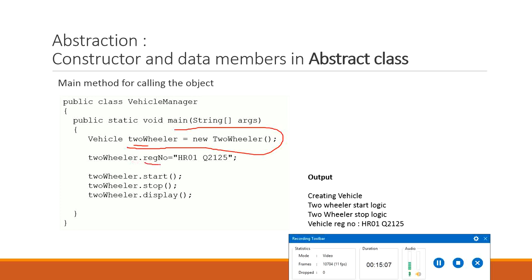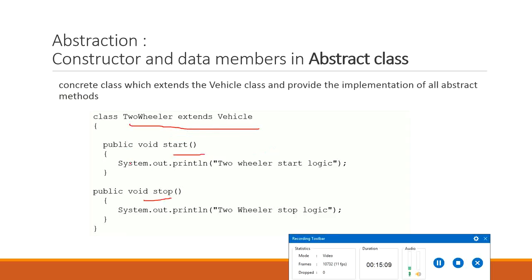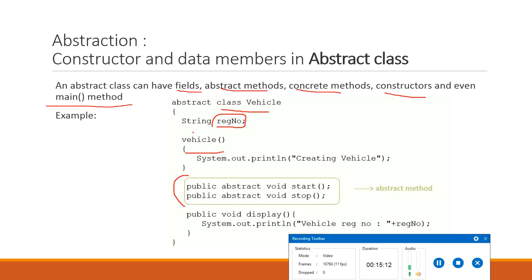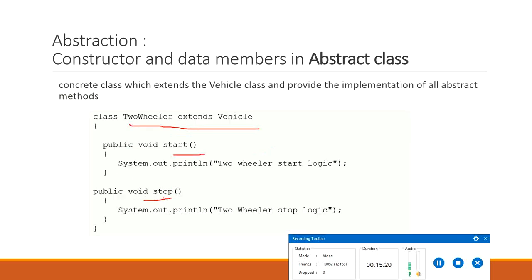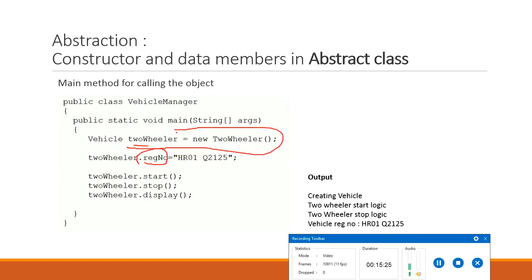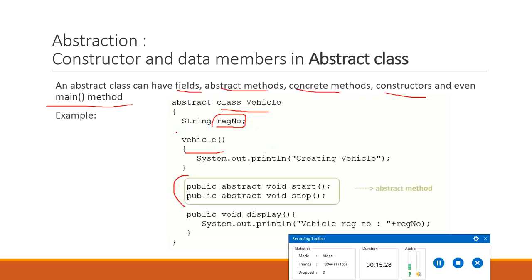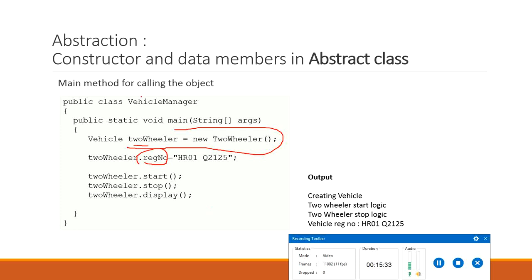Now twoWheeler dot registrationNumber, this field, this registration number belongs to the abstract class. We can refer to it and we can assign any value to this. Start, stop and display. So the start method will call the start method of the child class, TwoWheeler class. The stop method of the TwoWheeler class will be called, and the display method of the Vehicle class will be called. So how will the execution of this program be? Vehicle twoWheeler equals new TwoWheeler.